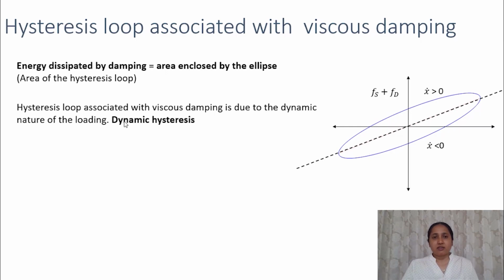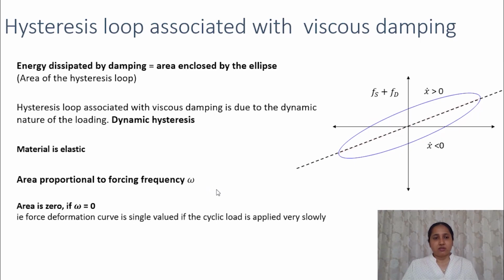In this case, in the case of dynamic hysteresis, the material is elastic. So even when the material is elastic, some energy will be dissipated because of the damping action. And this is also called hysteresis loop, and this is due to dynamic hysteresis. And the area inside this loop is proportional to the forcing frequency. So if the forcing frequency is 0, the area will be 0. That means this force deformation curve will be a single valued function.